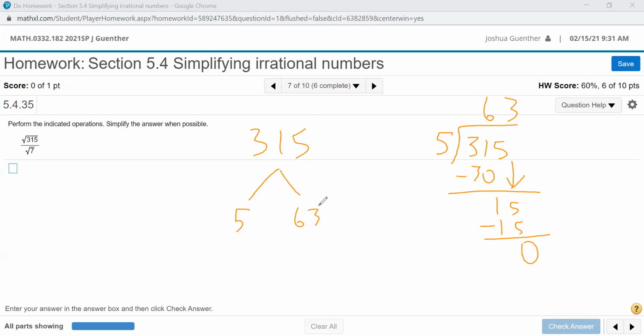And now 63, the only thing we can do with that is 7 times 9. If you remember your 12 by 12 multiplication table, you will remember that right away. And so now we can rewrite this as the square root of 315 is 5 times 7 times 9. There's no pairs.